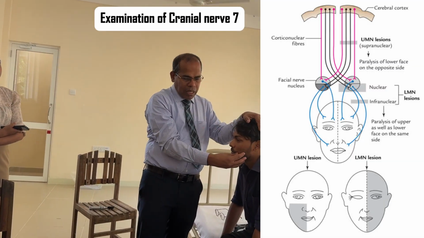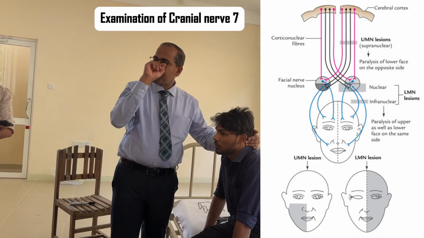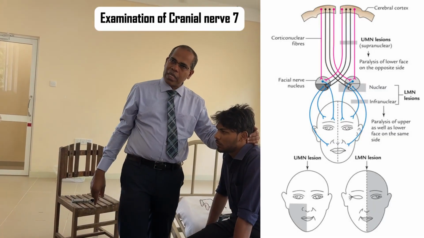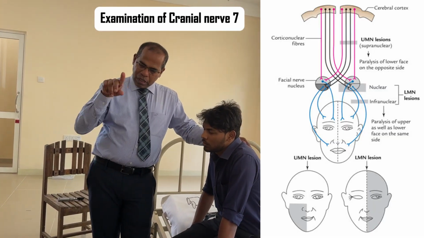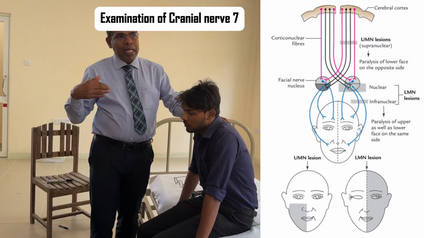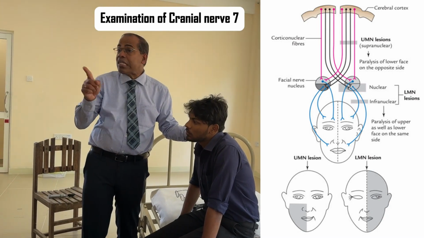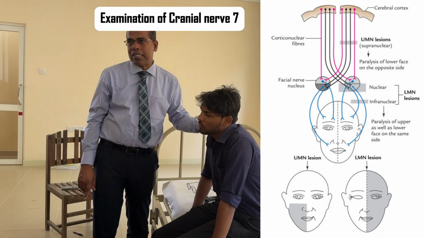If the upper motor neuron lesion is here, the lesion is on this side. Because the nucleus has an upper and a lower part. The lower part has a double innervation from both sides. The upper part has only one side. That is why it is there, right?